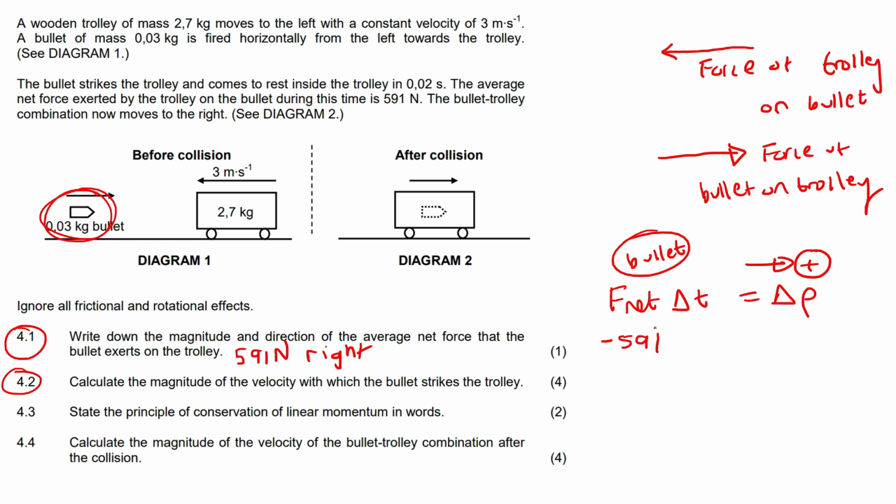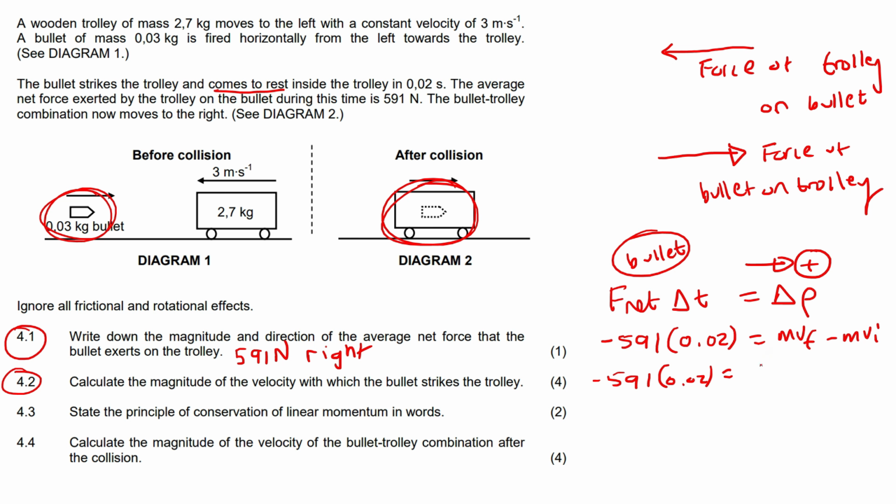Don't just put a positive, because remember, if this question is all about the bullet, then they want to know what is the net force that was acting on the bullet, and we know that that was 591 to the left. So because we've chosen right as positive, you would make this a negative. Now the amount of time is 0.02. For this one here, you're going to say mvf minus mv initial, because that is what change in momentum is.